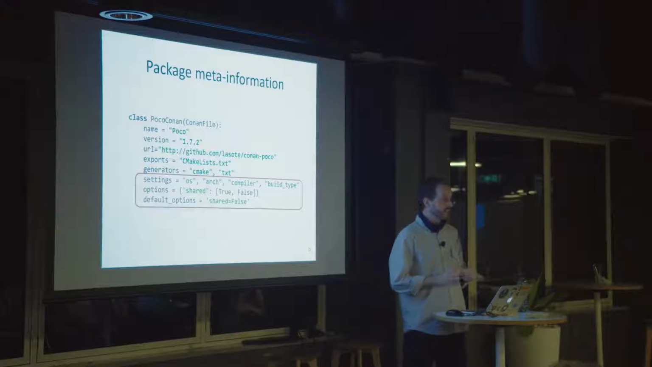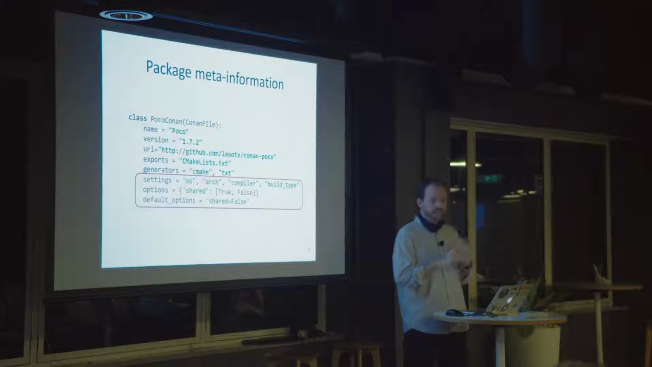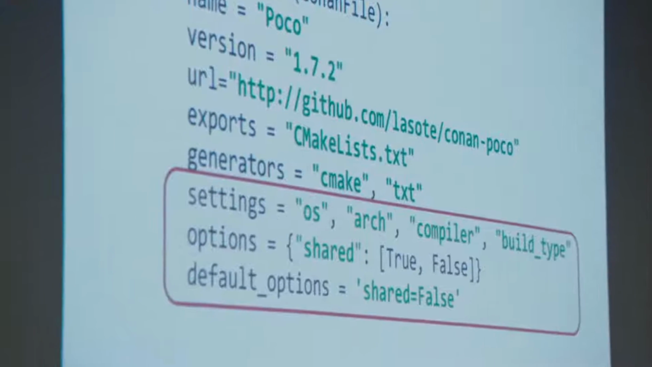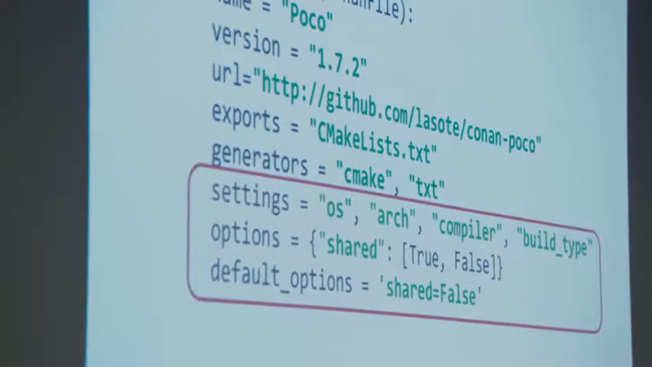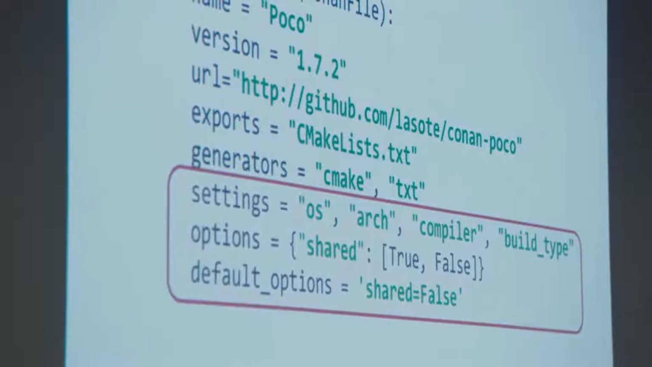What you have to declare in your recipe are the factors that affect your binary. In this case, we are telling the system that the operating system, the architecture, the compiler version, and the build type, release or debug, change my binary. It's going to be a different binary. And typically, you won't be able to link a binary that doesn't match your configuration.